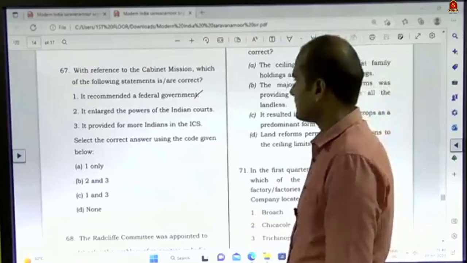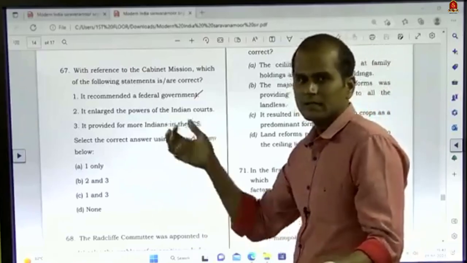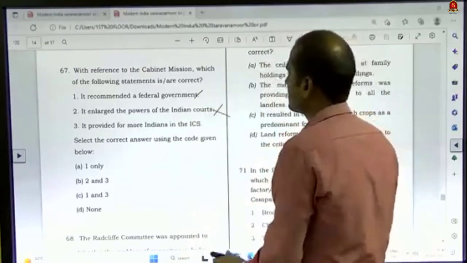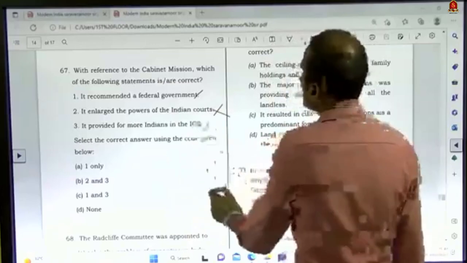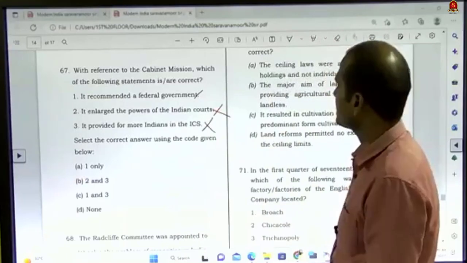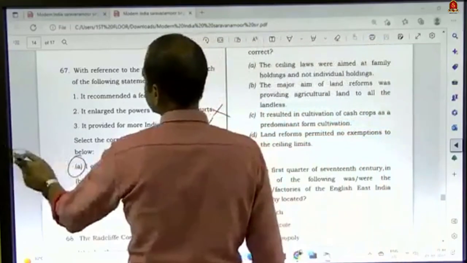But it failed because with no Pakistan provision, the Muslim League started violence. It enlarged the powers of the Indian courts. No way it touched that. It provided more Indians in the ICS. No, that's the Lee Commission likewise. Not the thing of the Cabinet Mission. Thus, the answer is 67A.